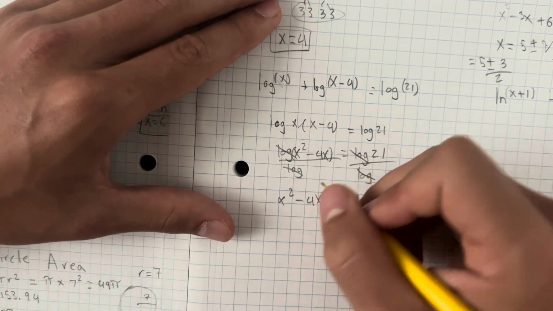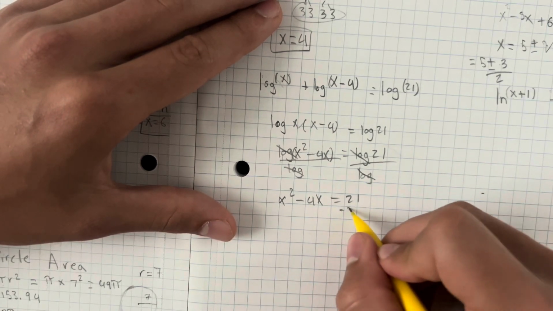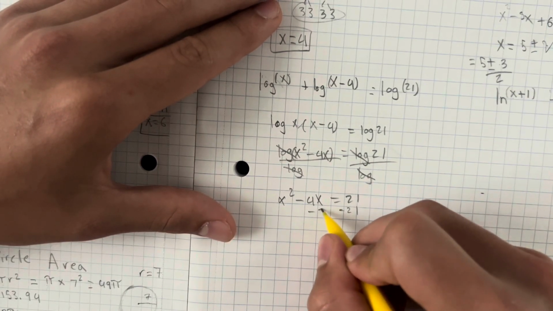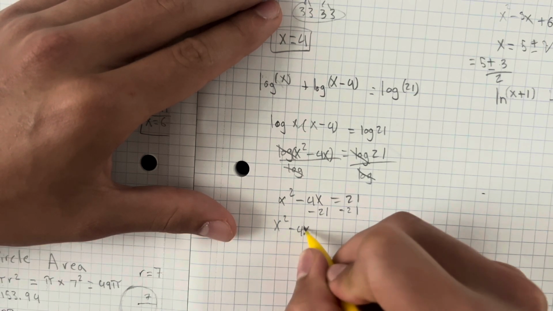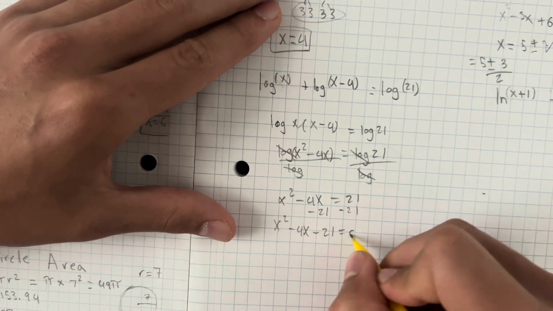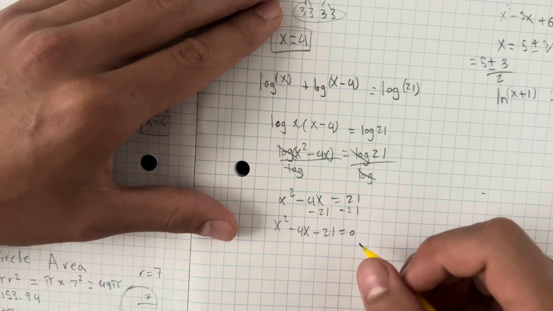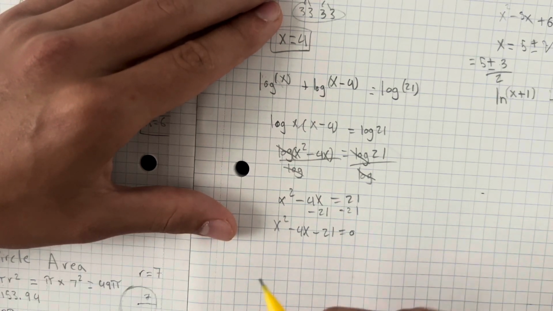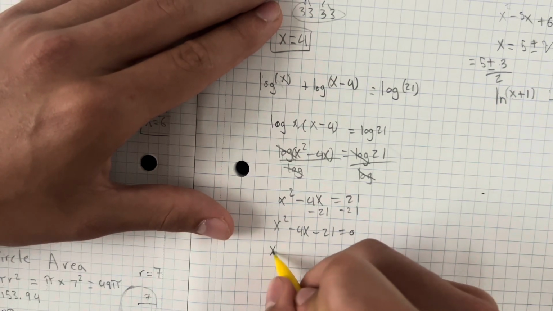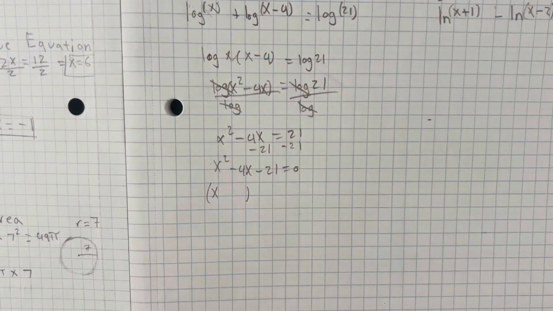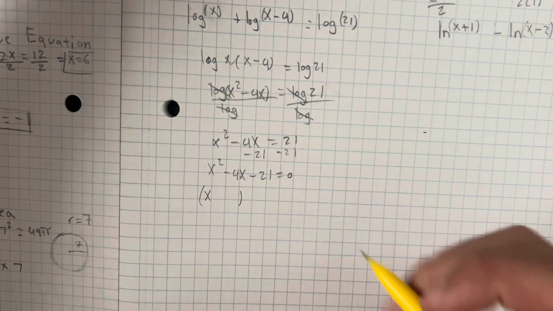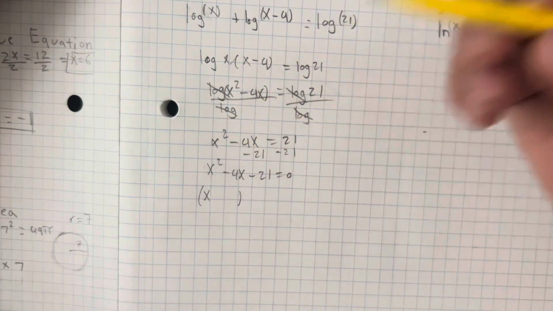And then we just subtract 21 from both sides. So then we're left with x squared minus 4x minus 21 equals 0. And then we factor. So we get x here because... Alright, back to what I was saying. Sorry about that. So we get a factor.